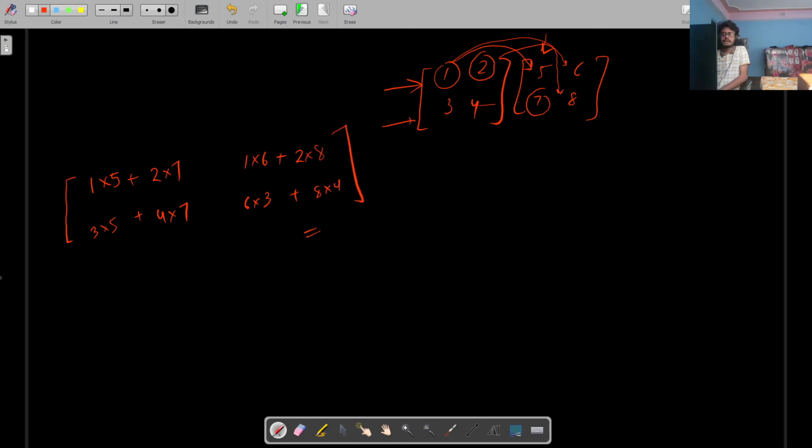So now you need to add and put the values. 5 plus 14, 6 plus 16, 15 plus 28, 18 plus 32. So this should be your answer. Now is it clear?